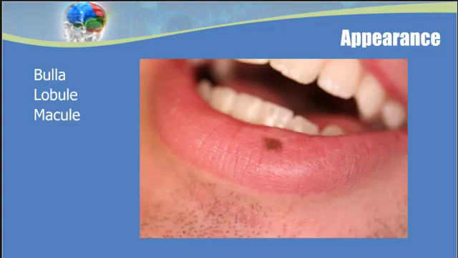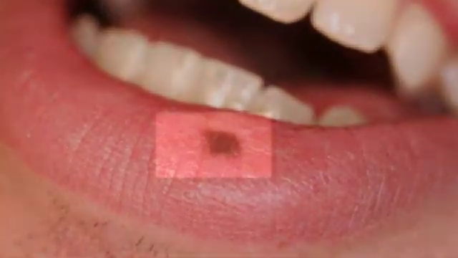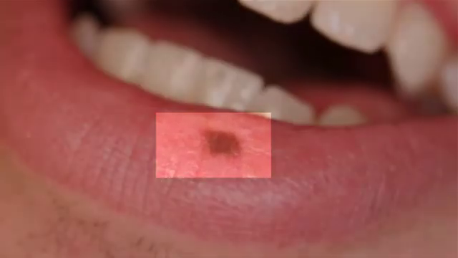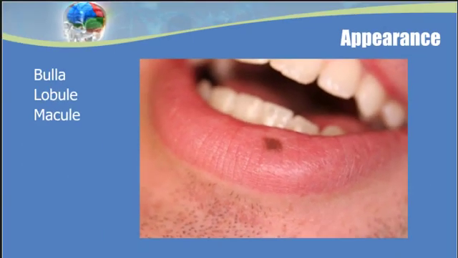The next one we're going to talk about is a macule. A macule is a flat, non-elevated lesion, usually distinguished by color from its surrounding area. A good example would be a freckle. And here we have a patient with a freckle on their lip. So this is a hyperpigmented area of the skin.